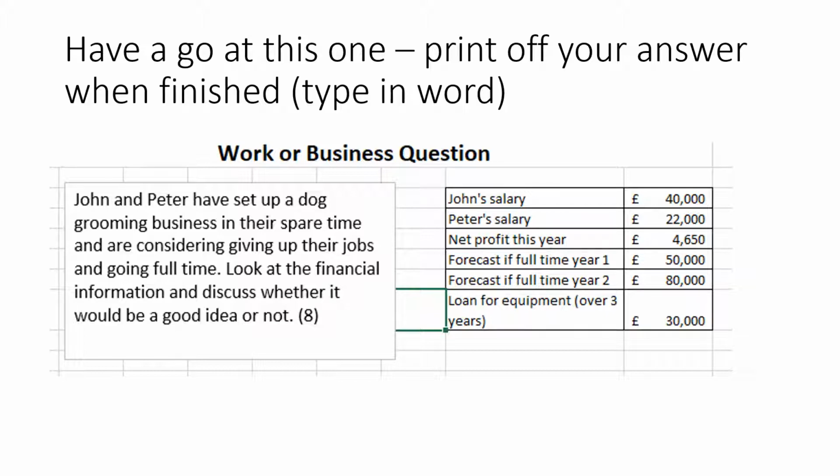Now, it's a bit odd, this one. It's about a dog grooming business, which has been set up in the spare time. This was from a couple of years ago. You have to basically set the scene, say, should they give up their jobs? What are the advantages and disadvantages of giving up their jobs? What are the advantages and disadvantages of staying in their jobs? Would it be a good idea? And use the figures from the table to back it up. Have a go at this one, print it off and give it to me to mark.